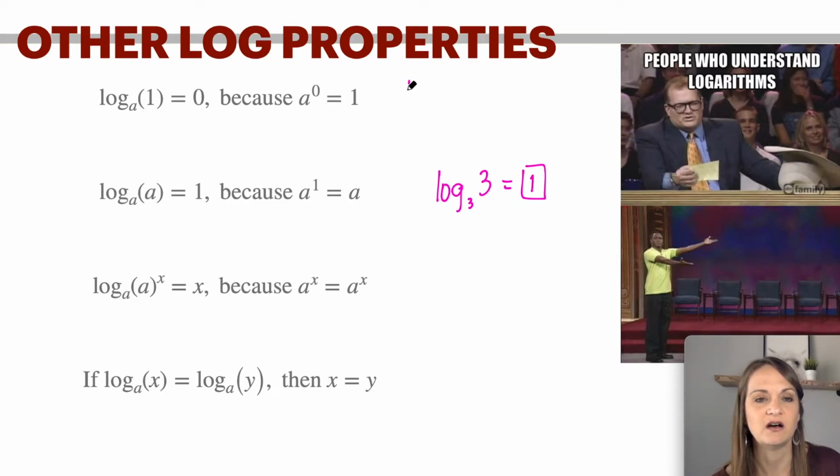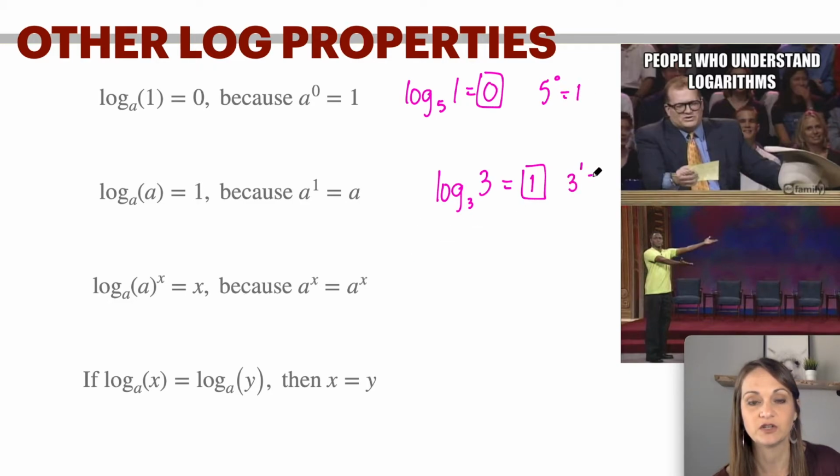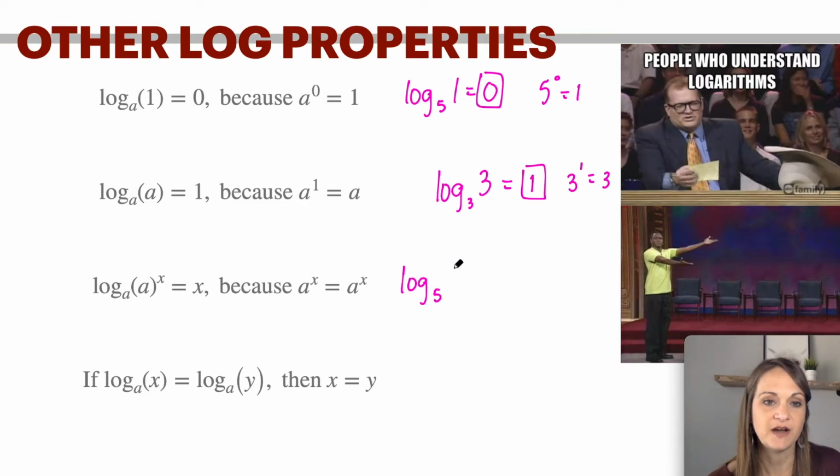Same thing here. If I had log base 5 of 1, that is going to give me 0 because 5 to the 0 power is the number 1. Same thing here. 3 to the first power is the same thing as 3. If I had log base 5 of 5 raised to the x, we know that log base 5 and 5 cancel each other, leaving you just the variable x.